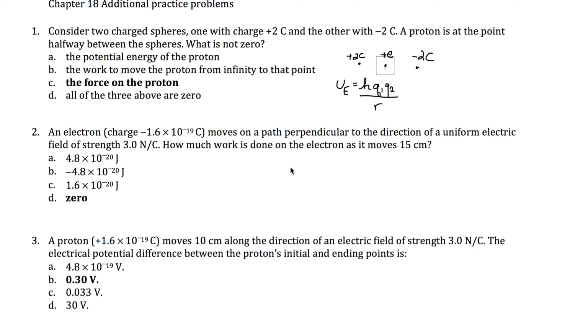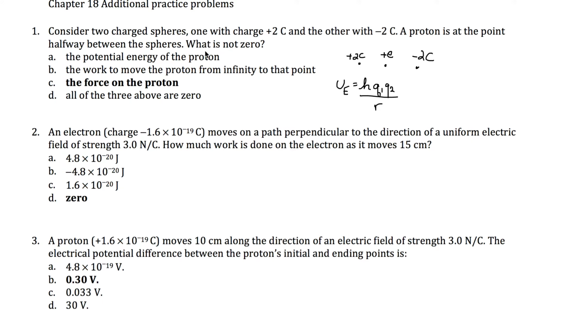In this video, we're going to start the Chapter 18 practice problems. What we have in this problem is two charged spheres. One has a charge of positive 2 coulombs, I drew it over here. The other has a charge of negative 2 coulombs over here. And then a proton, which has a charge of e, and it's positive, I put that right here. It's halfway between them. So which of the following is not zero?